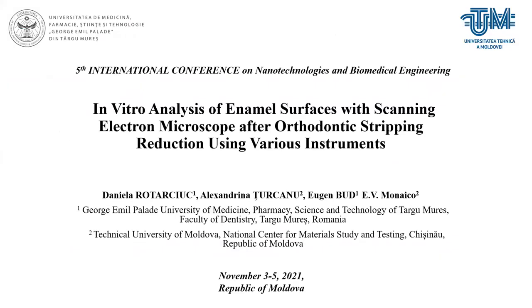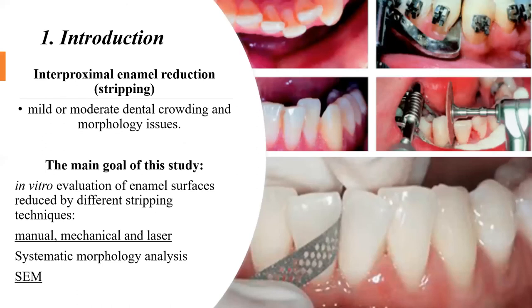In vitro analysis of enamel surfaces with scanning electron microscope after orthodontic stripping reduction using various instruments. Interproximal enamel reduction, also called stripping, is a method frequently used in orthodontic treatments, according to the therapeutic indications for dental crowding and morphology issues. The main goal of this study is an in vitro evaluation of enamel surfaces reduced by different stripping techniques, manual, mechanical, and laser methods, and a systematic morphology analysis performed by SEM analysis.